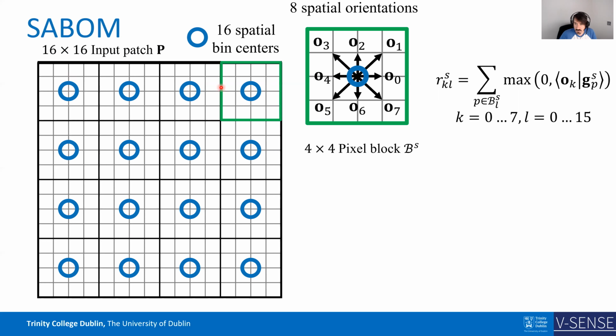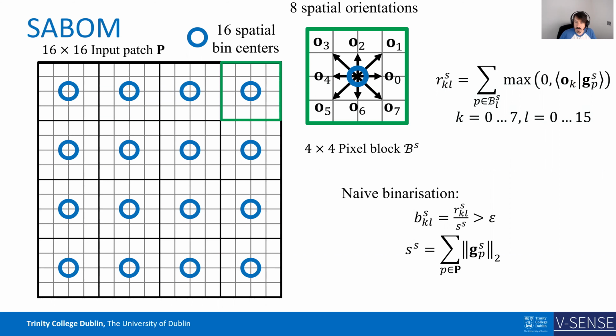Once the gradient is computed, as for the BOOM descriptor, our descriptor is computed for a 16 by 16 patch represented here, subdivided into 4 by 4 blocks. First, we're going to see how the spatial gradient response is computed. And we consider 16 of the 4 by 4 subblocks, whose centers are shown here as blue circles. And for each of these locations, we are considering 8 spatial orientations shown here, against which we want to evaluate the gradient response. So the detailed equation to compute the gradient response that we note R is shown here in the top right.